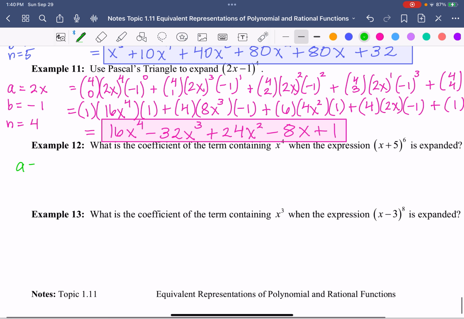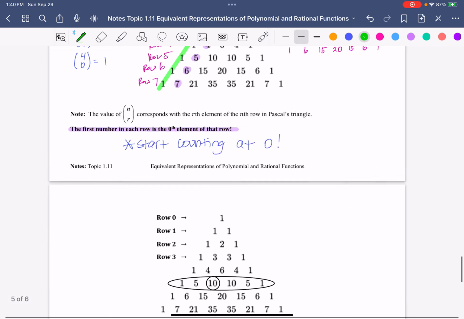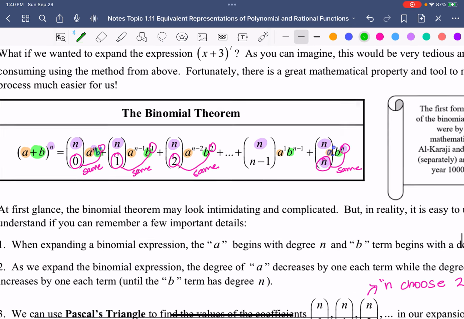The process to start is the same. You start by identifying a, b, and n. So we have x, 5, and 6 there. And then remember that the n is always in the top. Remember that a is always being multiplied by b, but they each have their own exponent, and then this number also changes. So remember, we talked about that on this page.